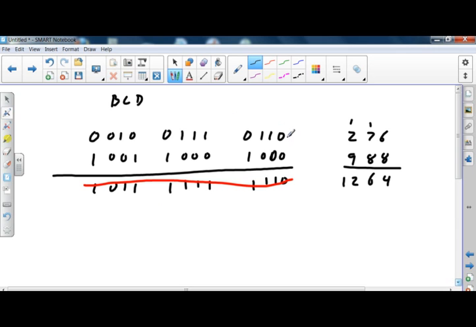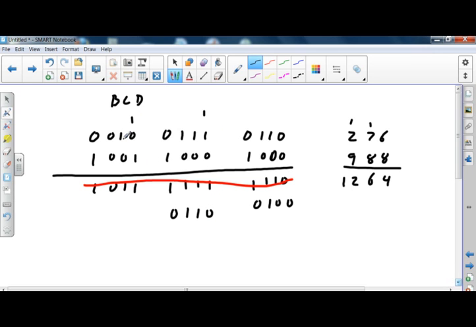So I got 6 and I'm adding 8. 6 plus 8 is 14. So I put down a 4 and I carry 1 to the next place, because this is the tens place. All right, so I've got 8 and I got 7 and I got another 1, so that's 16. So that would be a 6, and I would carry the 1.